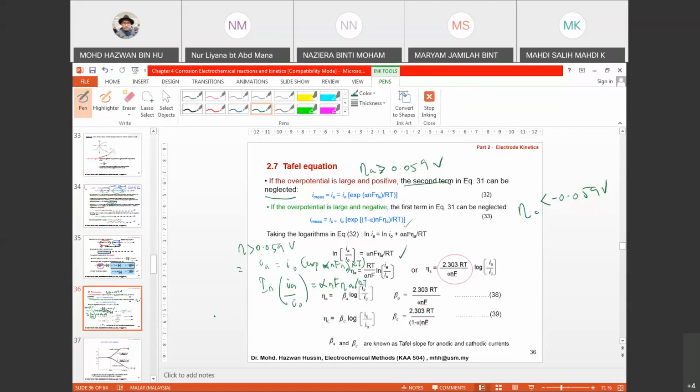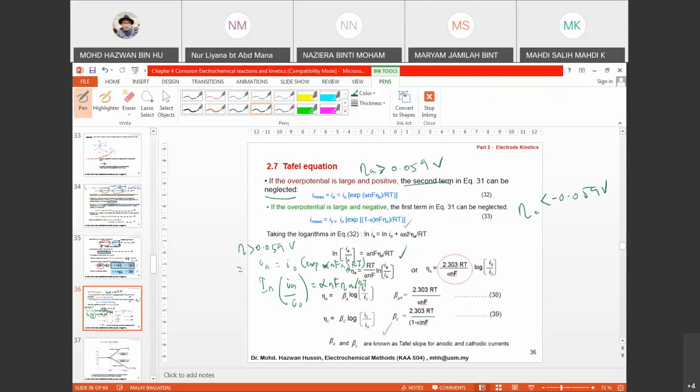And if you rearrange, because as I said, we just make it a simpler thing, eta A, this one is actually equal to beta A. Okay, so we change from ln to log. Then you have this term. If you substitute, it becomes simplified as this: eta A is equal to beta A log IA over I naught. And for eta C, if you do the logarithm of equation 33, then you will get these terms.